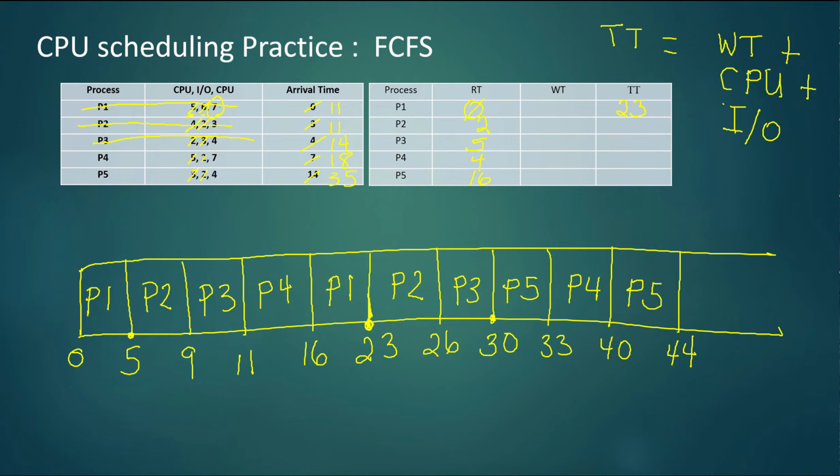So if you took P1's CPU and I/O time and added them up, 7 and 6 is 13, and 5 is 18, and you subtract that from the total time it was active in the system, so it waited a total of 5 time units. The other way you could do it is by adding its response time, which was 0, and then remembering that it arrived at time 11 and waited from time 11 until time 16, so it waited a total of 0 plus 5 more time units.